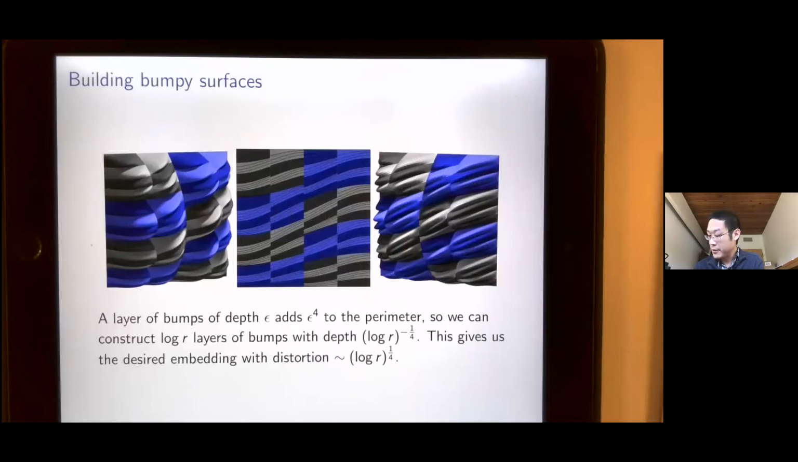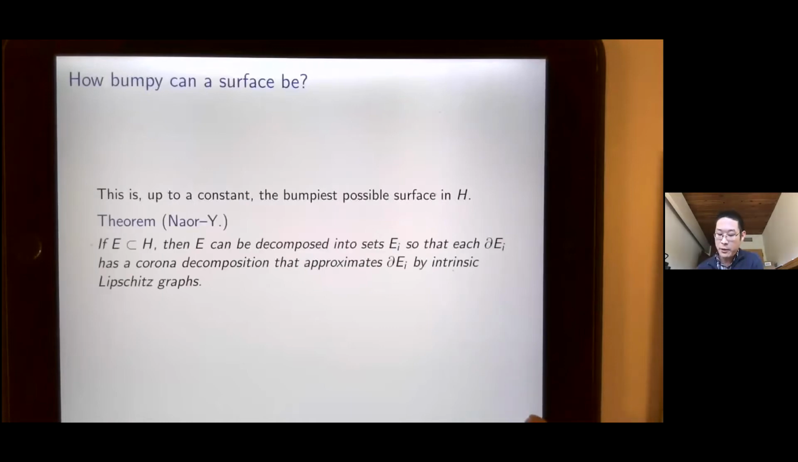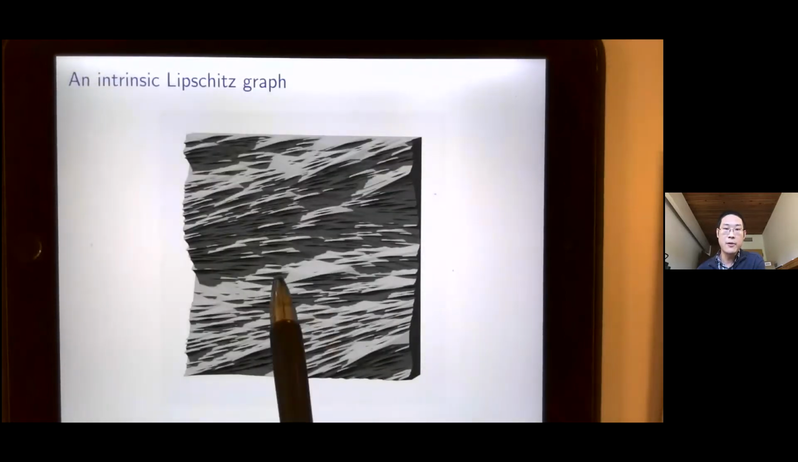So the natural question, which I don't have time to answer, is whether this is actually optimal, whether this is the bumpiest surface you can build. Turns out it is. This is, up to a constant, the bumpiest surface you can build in the Heisenberg group. The reason why is another talk, I guess, but roughly you can take an arbitrary surface and break it down into intrinsic Lipschitz graphs. Intrinsic Lipschitz graphs are surfaces like this.